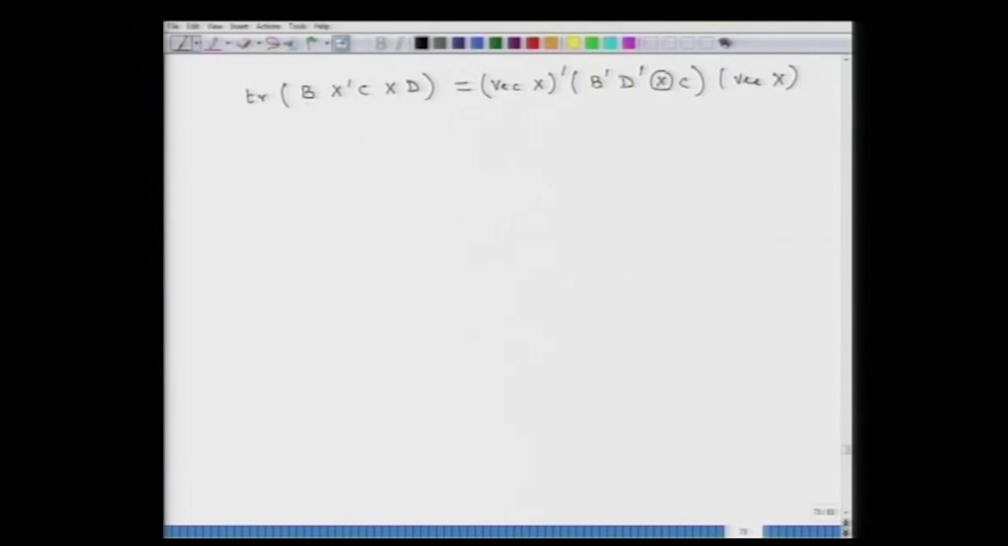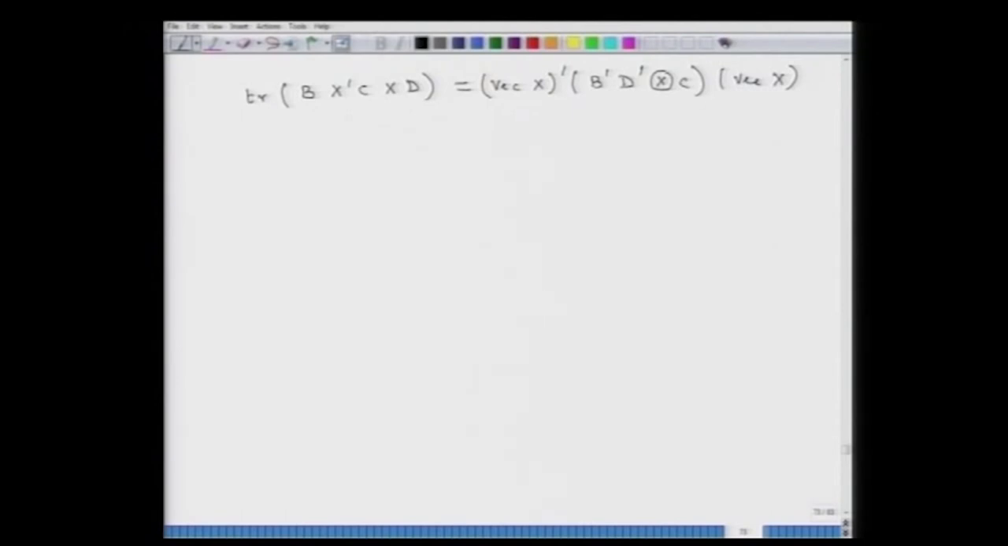If now this B, X transpose, C, X and D are matrices such that this multiplication, because this is just a matrix multiplication operation, is defined, then as long as they are defined for any such B, X, C and D matrices, this result would hold true, that the trace of this can be written in terms of this.